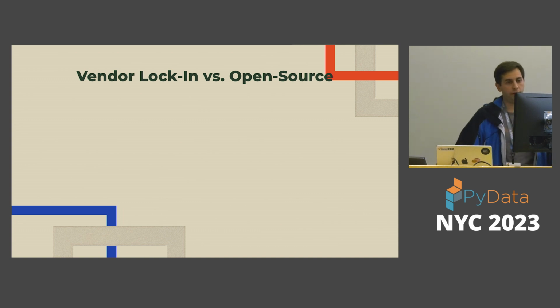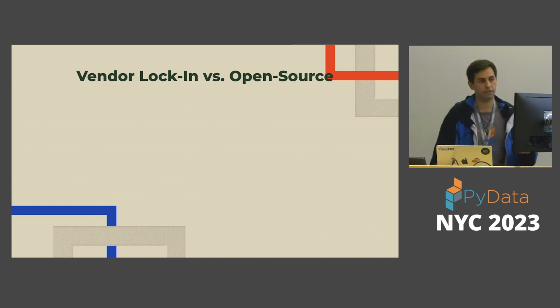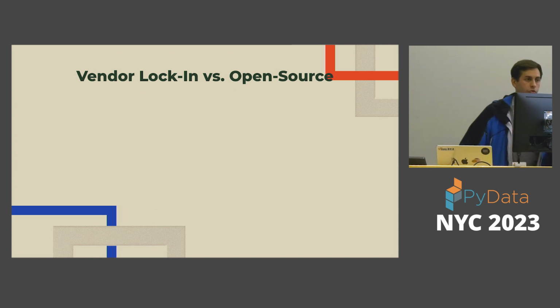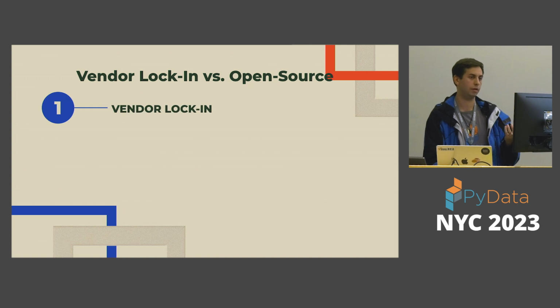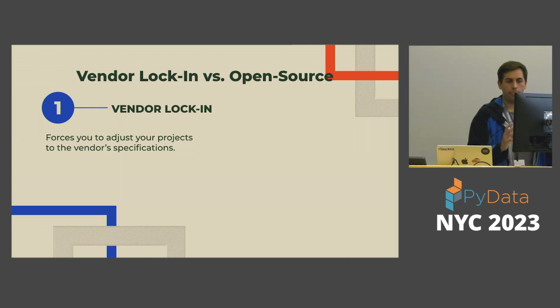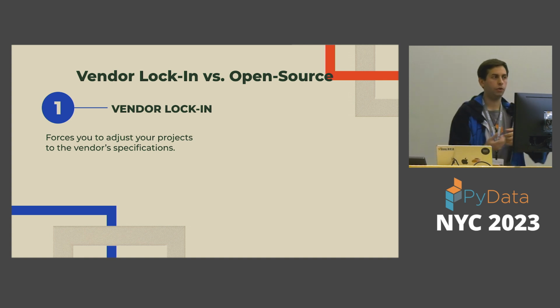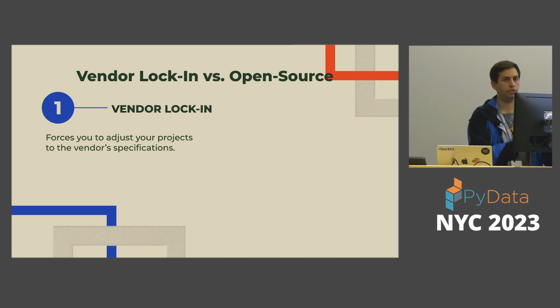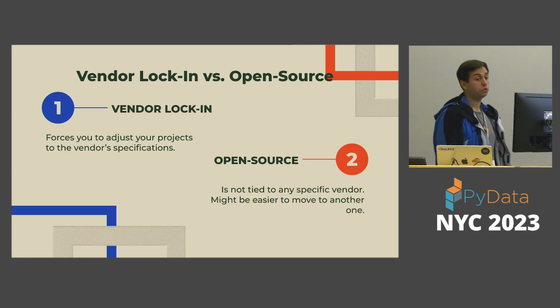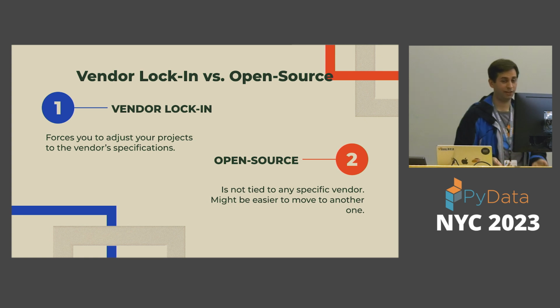And the last thing that I wanted to mention here, and why do I go over SageMaker, is this thing called vendor lock-in versus open source tools, which is something you need to have in mind all the time when working with cloud providers. Vendor lock-in is when your provider forces you to adjust your projects to your vendor's specifications. So for instance, you have your models running locally, and then when you want to take them to the cloud, they tell you, okay, but you need to implement all this boilerplate just to get it running in my infrastructure. And then you have open source tools, which are not tied to any specific vendor, and they might be easier to move between, and it makes your whole development phase more flexible.